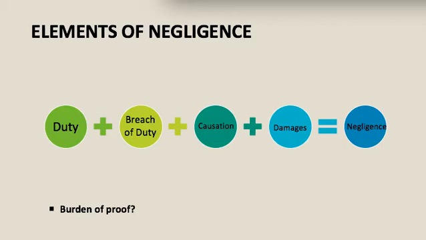Let's talk a little bit about burden of proof in a negligence case. When we talk about burden of proof, we're essentially determining which party has the burden of proving the case in court, telling the story, making the claim. In a negligence claim, it's the plaintiff. Burden of proof is on the plaintiff to prove all 4 elements in order to prove that negligence exists.